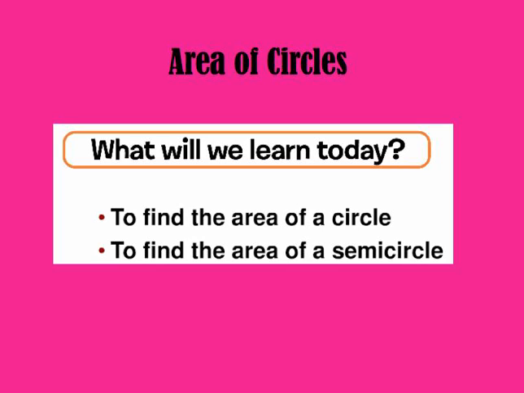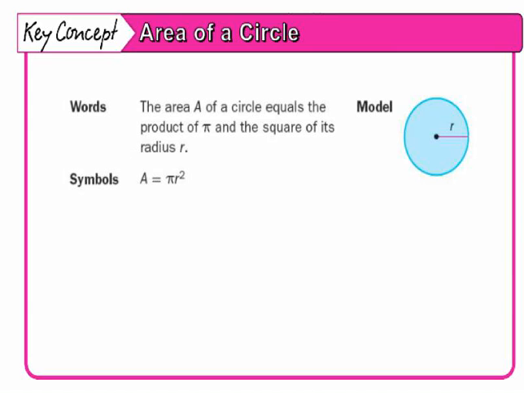So today we're going to specifically learn how to find the area of a circle, and we're going to look at how to find the area of a semicircle, which you're going to find is going to be very easy because a semicircle is half of a circle. So as long as we're okay with how to calculate the area of a circle, the semicircle should be no problem. So let's get right into our lesson.